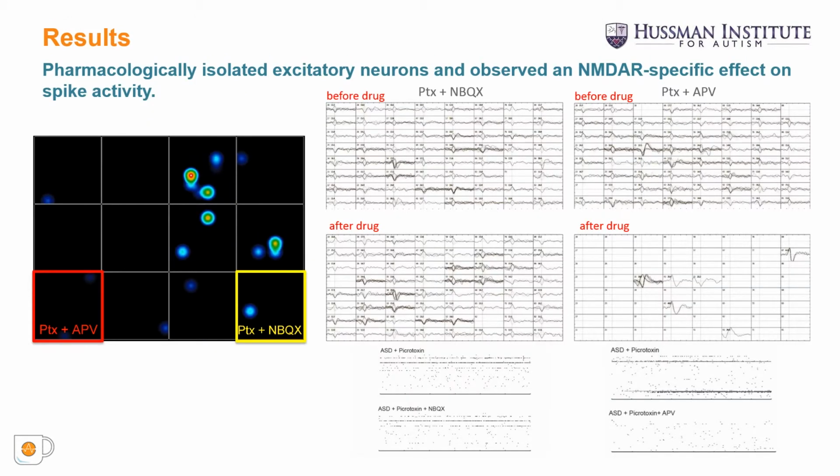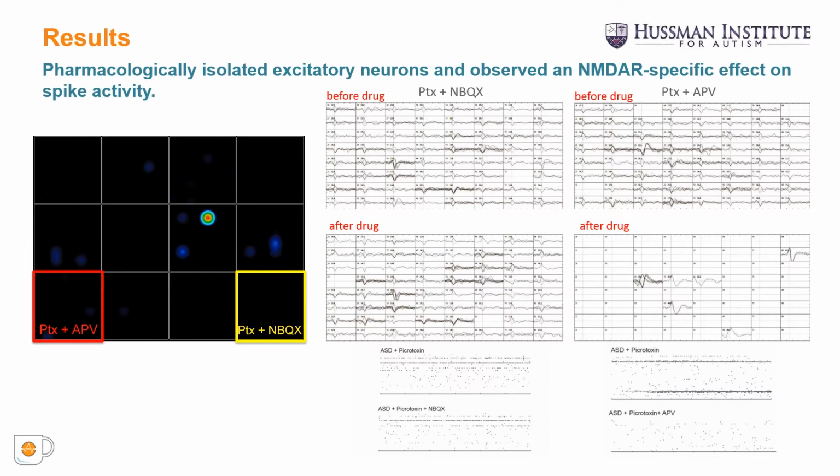I mentioned earlier that our culture system consists of about 30% inhibitory cortical neurons and about 70% excitatory cortical neurons. Therefore, we use pharmacology to dissect the network by applying picrotoxin to block GABAergic signaling from interneurons and isolate excitatory neurons. We combine the picrotoxin with either APV or NBQX to block NMDA receptors and AMPA receptors, respectively.